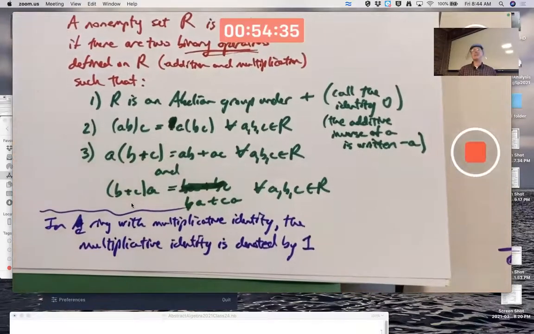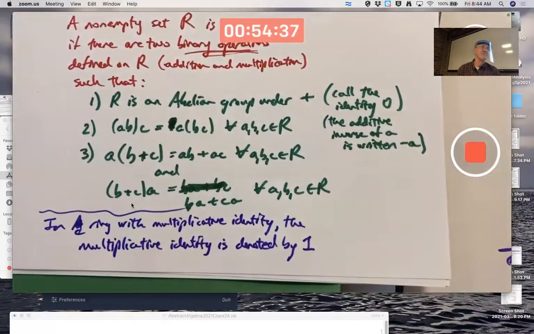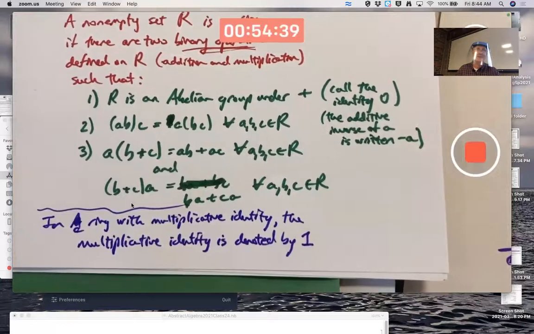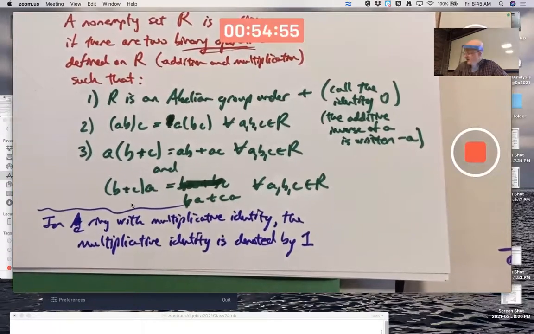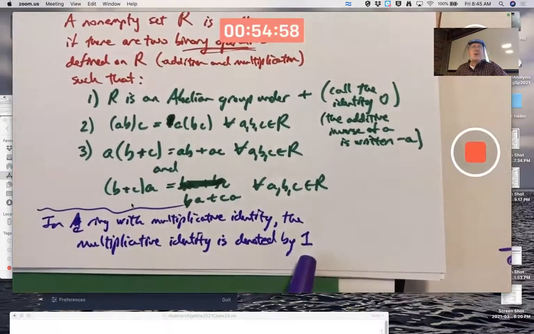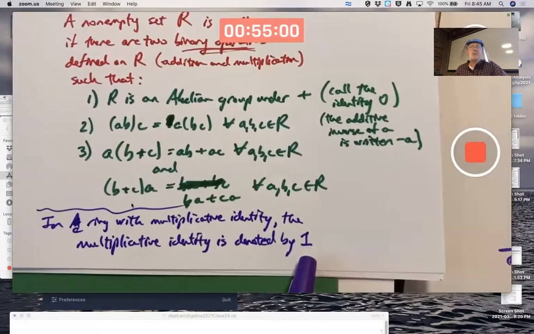But realize that that's not necessarily the true number one. That could be the identity matrix, for example. Or, as another example, you'll see in chapter 12, you can have rings whose elements are functions, like for example, polynomials. That could be the constant polynomial, P of X always equals one. There are polynomial rings, and in fact, polynomial rings are going to be our most important rings, actually.